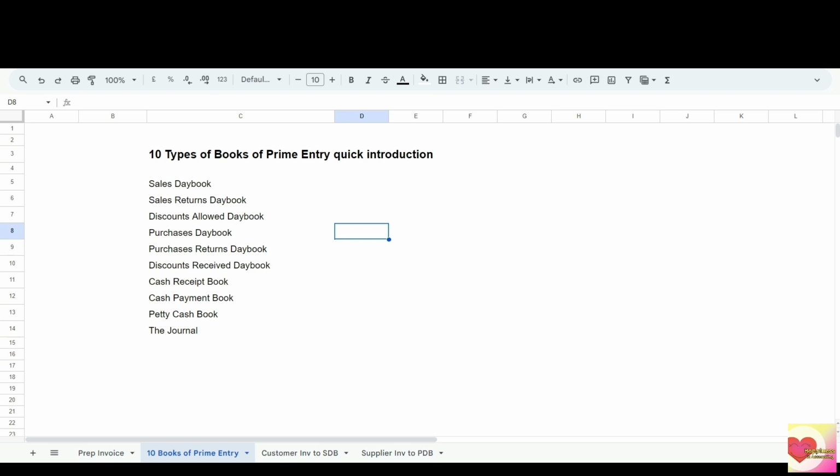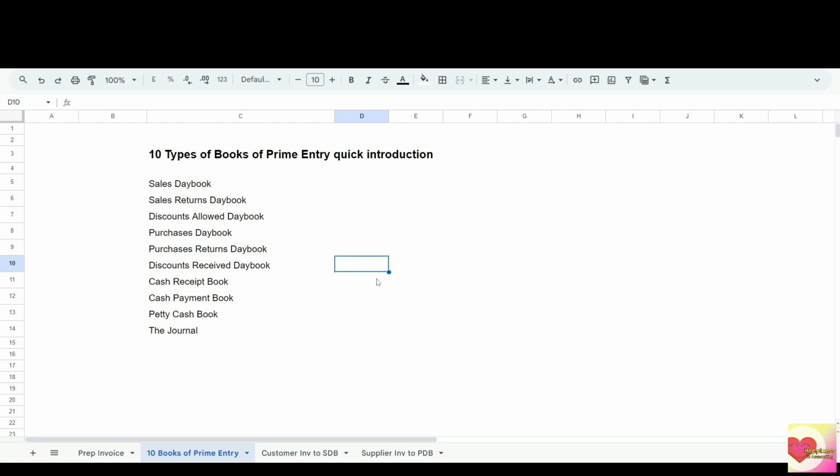Always remember that we only record the prompt payment discounts in this daybook and not the bulk and trade discounts. Next is purchases daybook. This is where we record all our purchases invoice for our credit purchases transactions. Next is purchases returns daybook. This is where we record all the credit notes that we have received from our suppliers when we return goods.